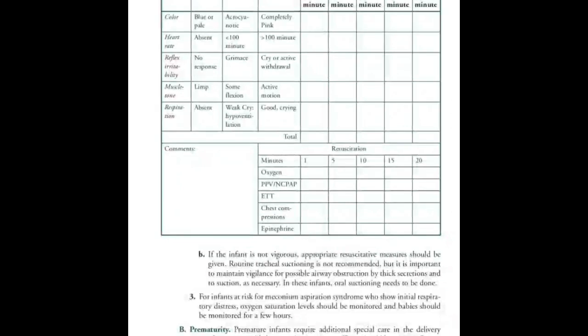And finally R is for the respiration pattern. If the respiratory efforts are good and the baby is crying, we give the score as 2. If the child is weakly crying, the respiration pattern is not that good, then we give the score of 1. And if there is no effort, respiration is absent, then we give the score as 0.